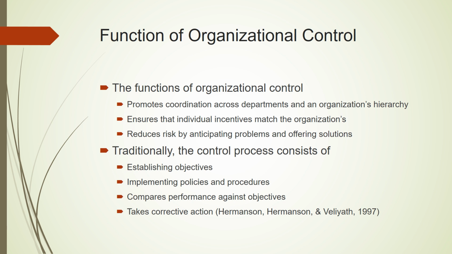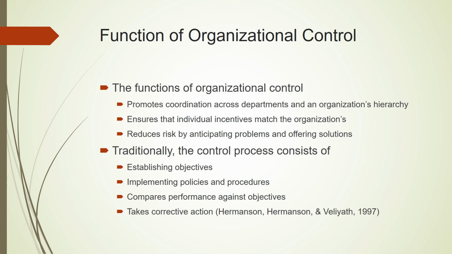So what are the functions of organizational control? Organizational control seeks to promote coordination across departments and also coordination between those departments and the organization's hierarchy. It seeks to ensure that individual incentives match the organization's, and it reduces risk by anticipating problems and offering solutions. So in those cases of ITT and Volkswagen, if they had had more effective control measures in place, they could have perceived that this future emission scandal and closure would be taking place.